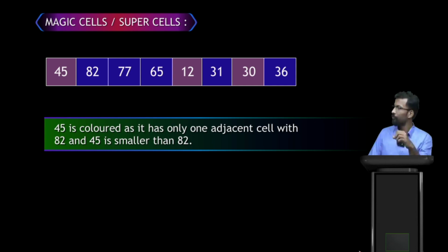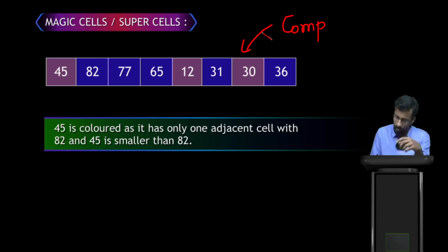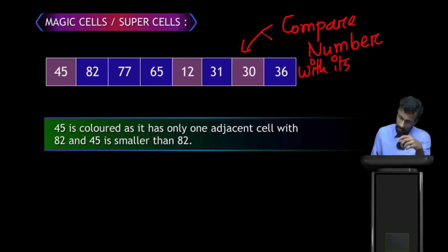Here we go. The fact is 45 is colored as it has only one adjacent cell, with 82, and 45 is smaller than 82. We are taking a number, and this part means we have to compare it with its neighboring cells.